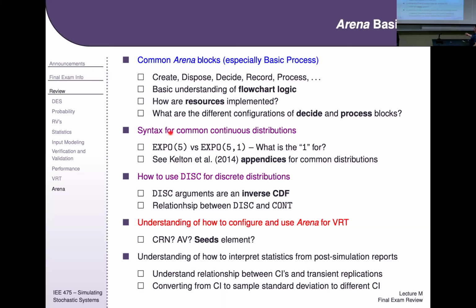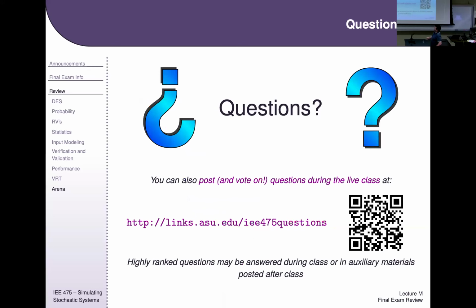The syntax here for your common continuous distributions: know that an expo only takes one parameter. So if you see an expo with two parameters, then that second parameter is the random number stream. That means somebody has wanted to change the random number stream that's feeding these expos. Know how to use disk, understand how to configure Arena for VRT, and understand how to interpret statistics from those post-simulation reports, like those confidence intervals and so on. And that's it. That's the whole class.